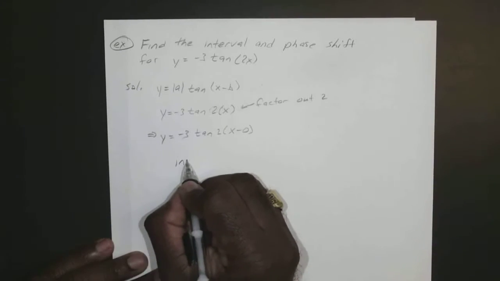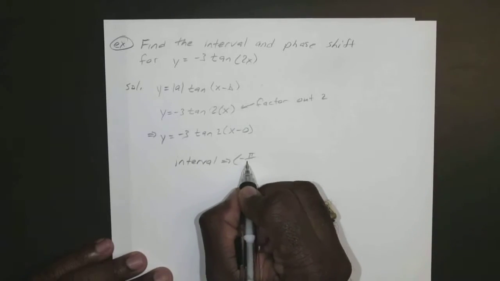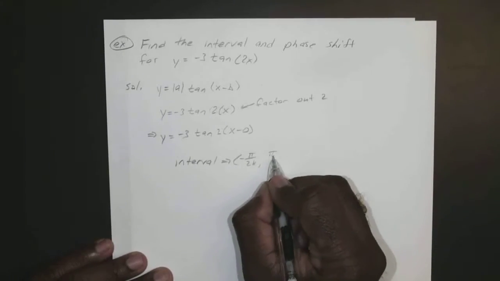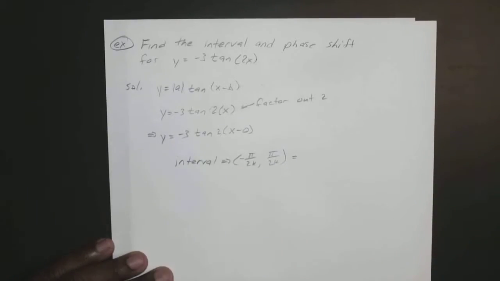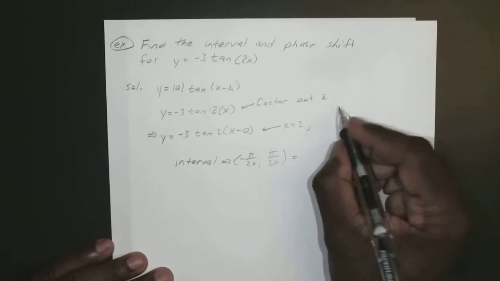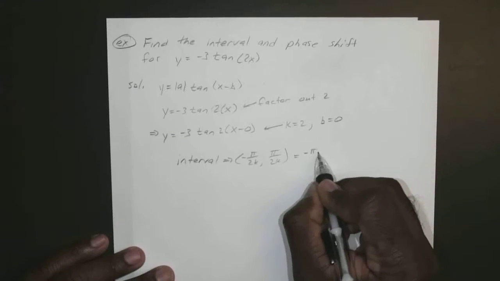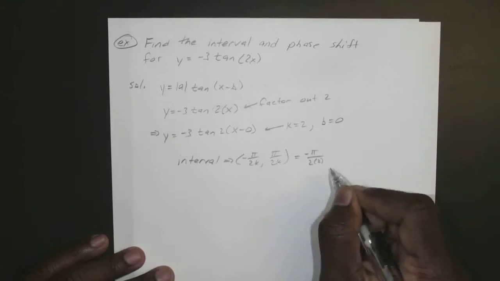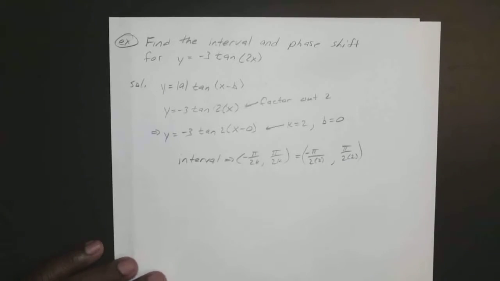Okay, so we know our interval, which is negative pi over 2k to pi over 2k. Here, our k is equal to 2. Actually, let me write that here. So k is equal to 2, and b is equal to 0. So negative pi over 2 times 2 to pi over 2 times 2. So it goes from negative pi over 4 to pi over 4.